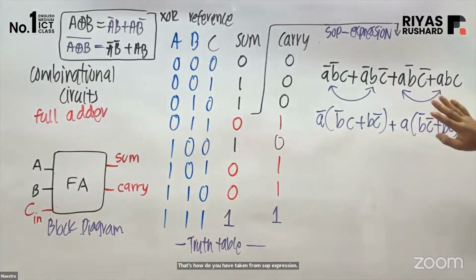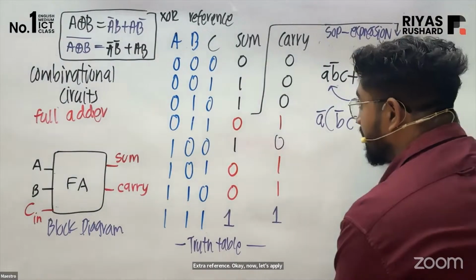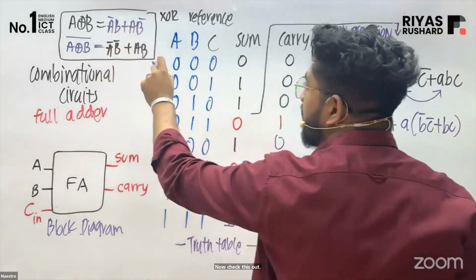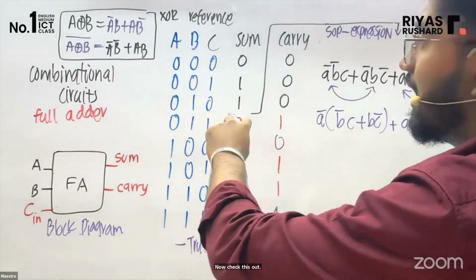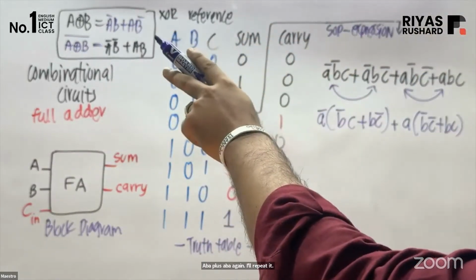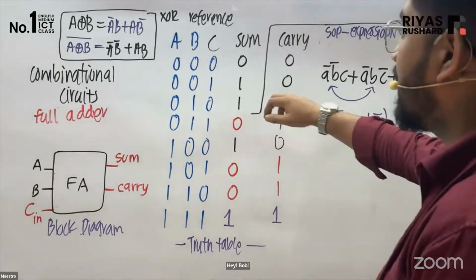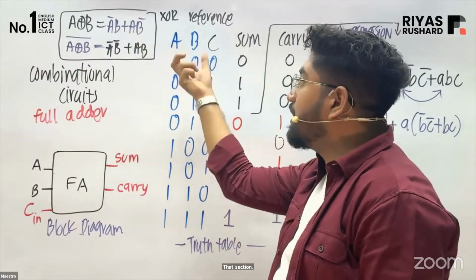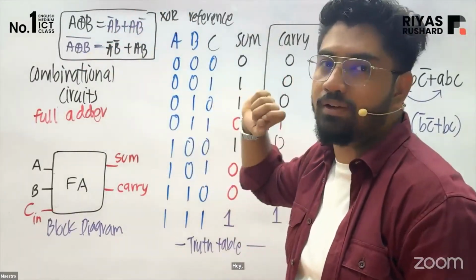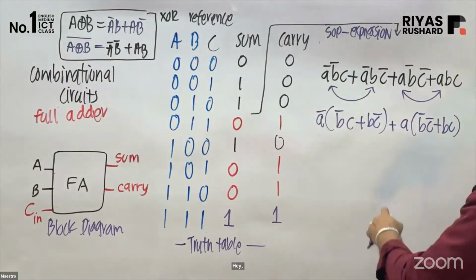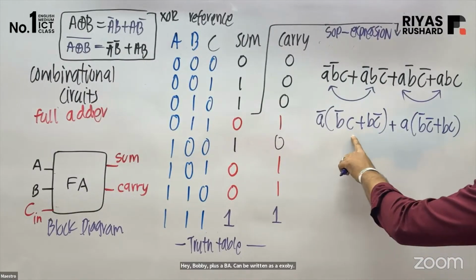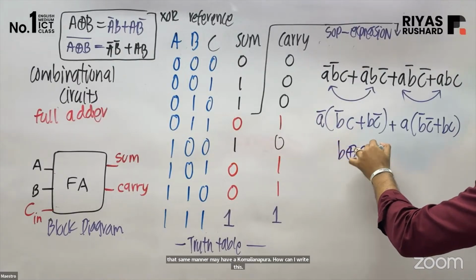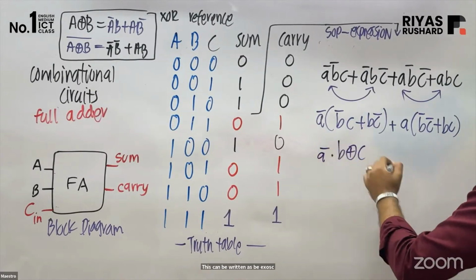Okay, now let's apply the same thing here. Now check this out. A bar B plus AB bar. Again, I'll repeat it. A bar B plus AB bar can be written as A XOR B. In that same manner, how can I write this? This can be written as B XOR C. Did you all get an idea?